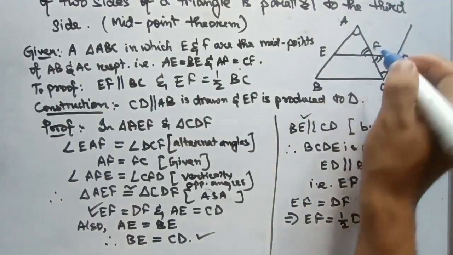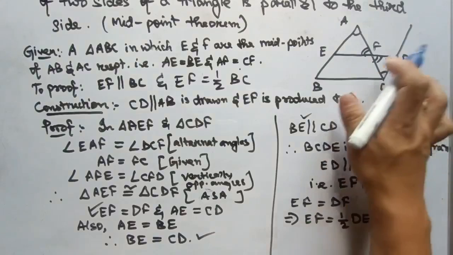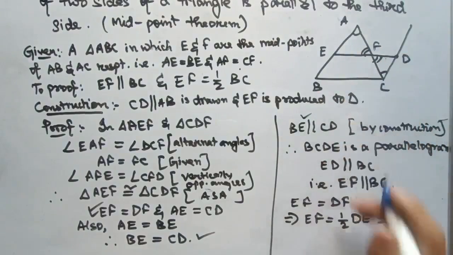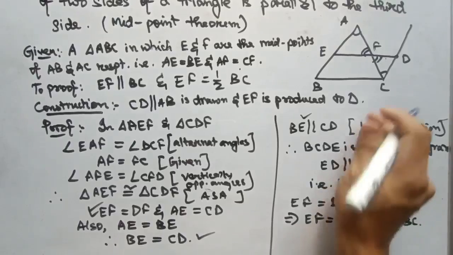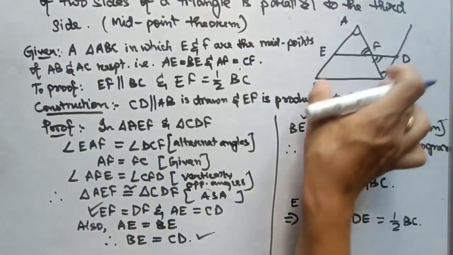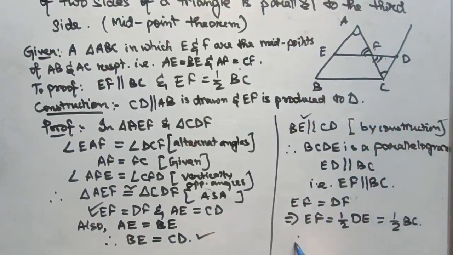That means F is the midpoint of DE. So EF is equal to half of DE. Half of DE is half of BC, as DE is equal to BC, because these are the opposite sides of the parallelogram BCDE. So therefore EF is equal to half of BC. Hence proved.